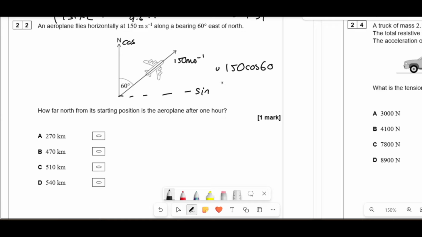So that's going to be its velocity. And its time is going to be, what, 60 times 60, right? So in that case, it's going to be 150 cos 60 times 60 squared, which tells us that it has gone 270,000 meters, which in this case is A.